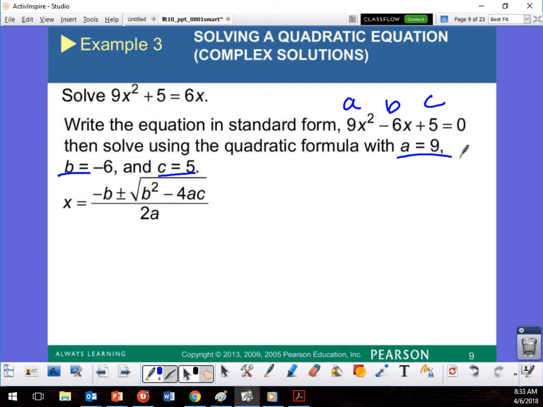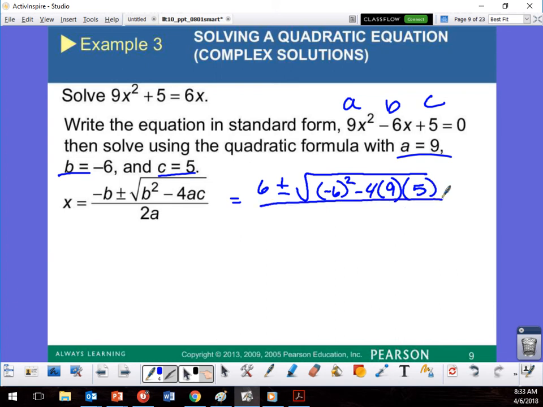So, if I'm plugging it in, it's going to be negative b, so it's the opposite of b. So it's going to be 6 plus or minus the square root of negative 6 squared minus 4 times 9 times 5, all over 2 times 9. Okay, so time to actually do some math.